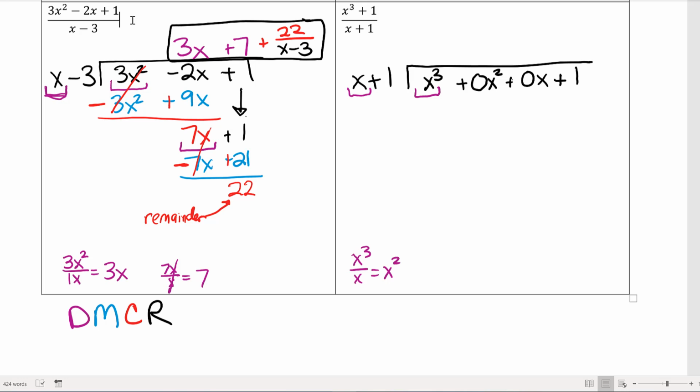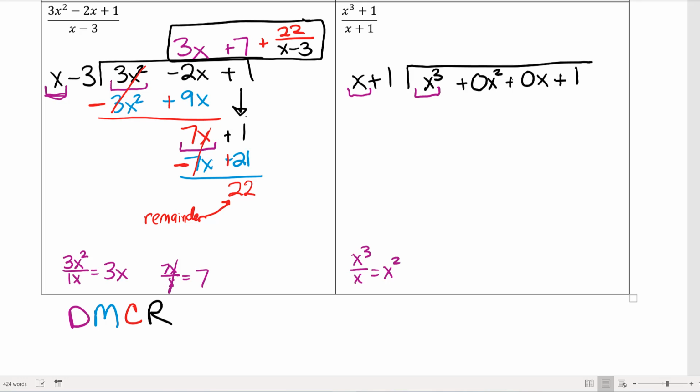The exponents on my numerator have to go down decreasingly in order. So x to the 3, then the next column has to be x to the 2, then the next column has to be x, and then the next column has to be a number. So by putting in these zeros there, I have made my columns every single column that I'll need from x cubed all the way down to the number column.